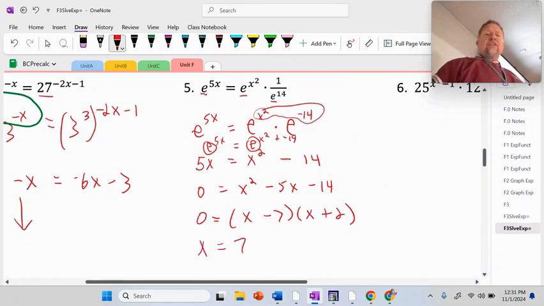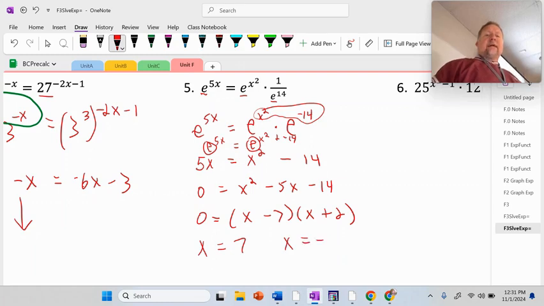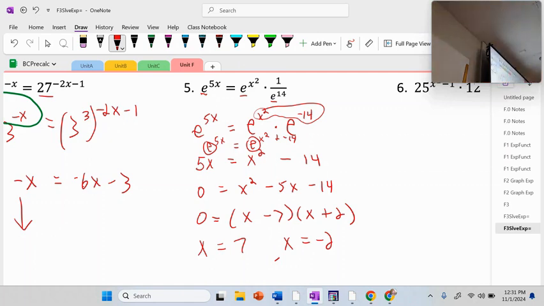Now, you can check these answers if you had time. You might think, could there be extraneous solutions? I didn't have to square both sides. That happened when we were solving parabola or polynomial equations. But if it would make you feel better, -2 times 5 is -10, so e to the -10.